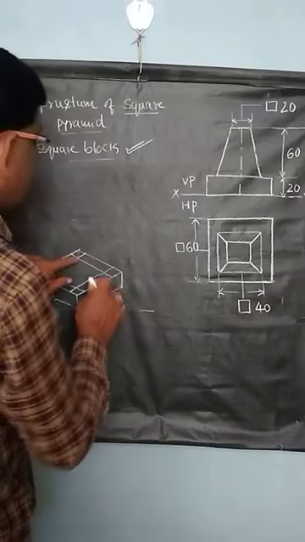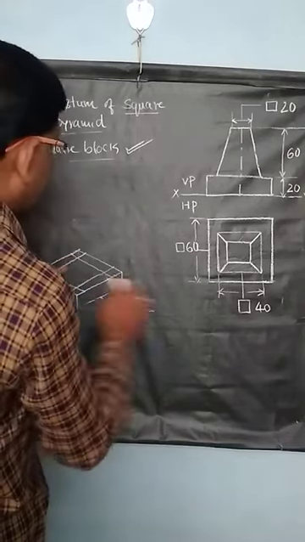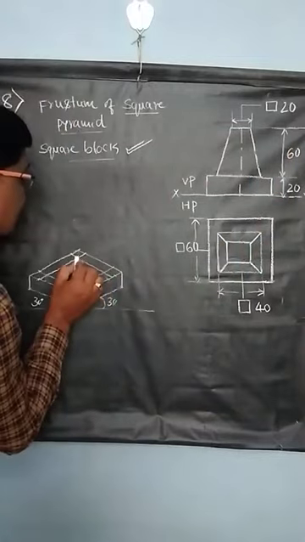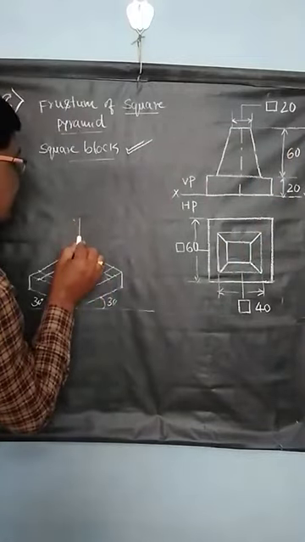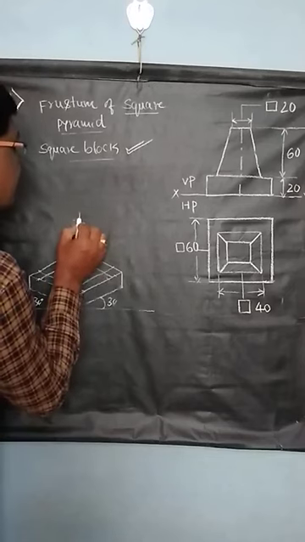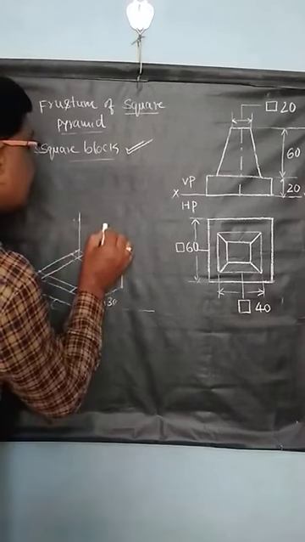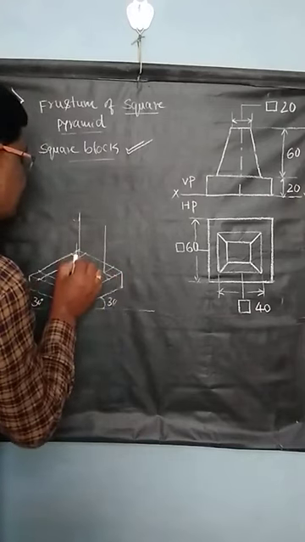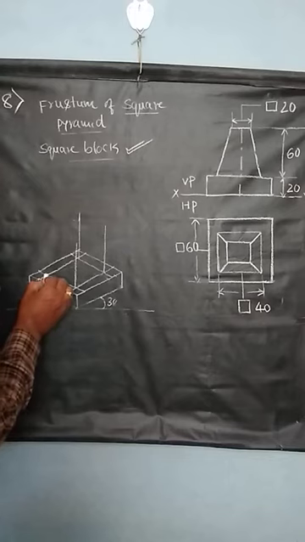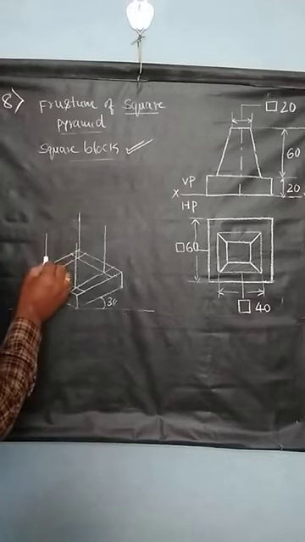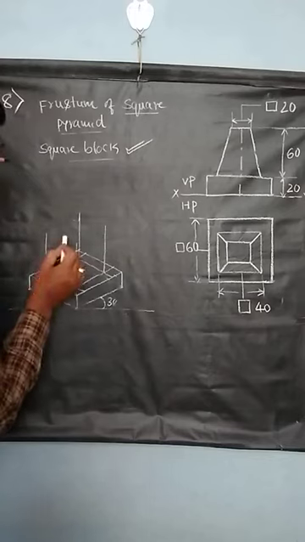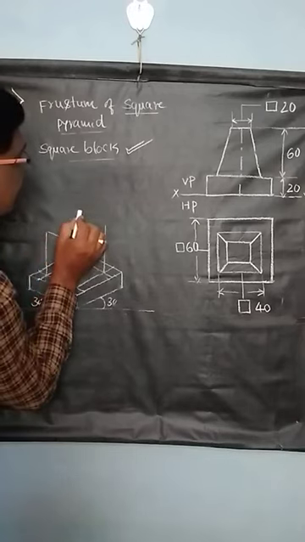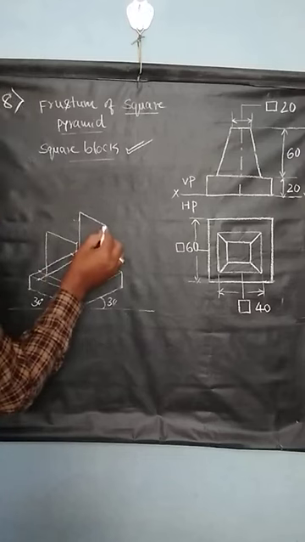Next, from all the corner points of this 40 mm square, you have to take the height of 60 mm. You take the vertical height of 60 mm from all the corner points, like this. So here from this corner point. Next, you draw the top square surface, like this.